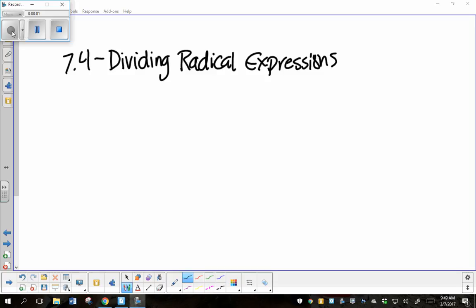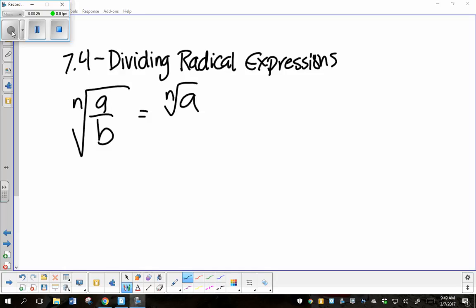2.4, dividing radical expressions. We're doing these notes all in one day, one section, one day. The first thing we're going to write is an important general statement. If we have the nth root of something that's being divided, so there's a quotient in there, it's a fraction, you can break that up into two separate roots. You can make that the nth root of A over the nth root of B.